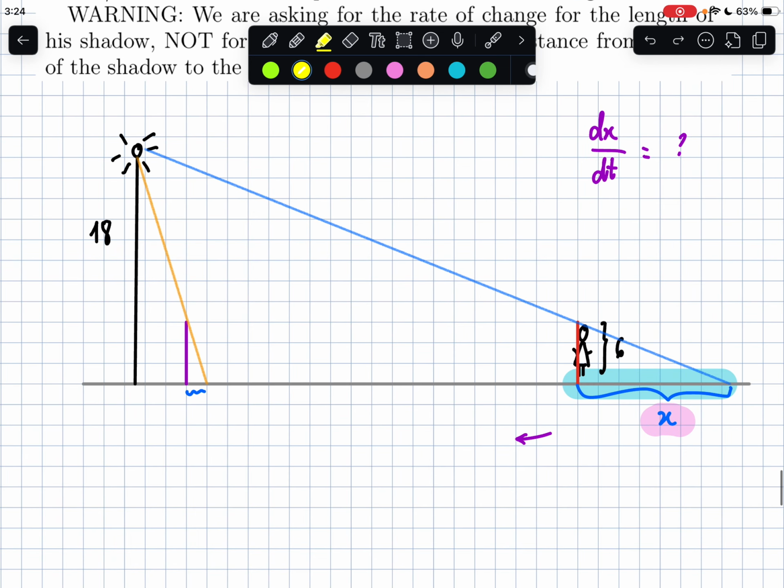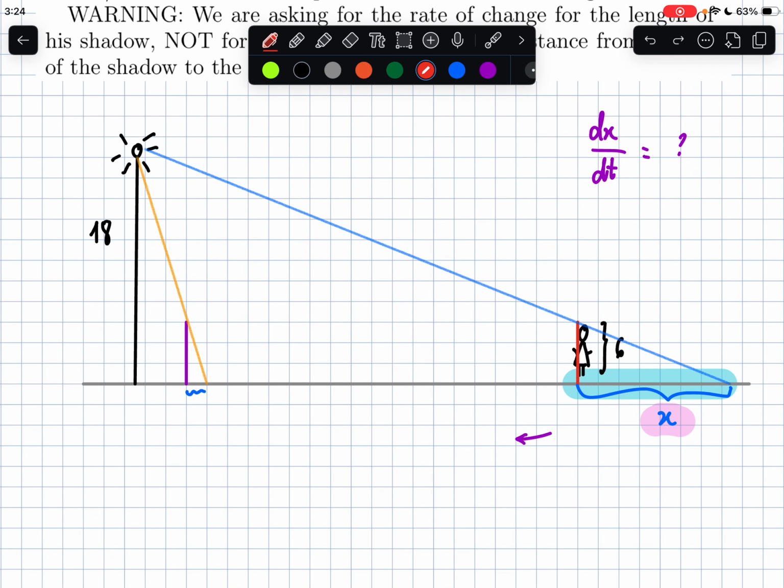Now let's call y the distance between the street light and the person. Let's call this distance y. Then we know that the speed of this person is 3 feet per second. So this means that y is getting shorter and shorter at the rate of 3 feet per second. dy over dt is minus 3. Because this one is getting shorter and shorter, that's why I put a negative here. The distance here is shorter and shorter. That is what we know, and that is what we need to compute.